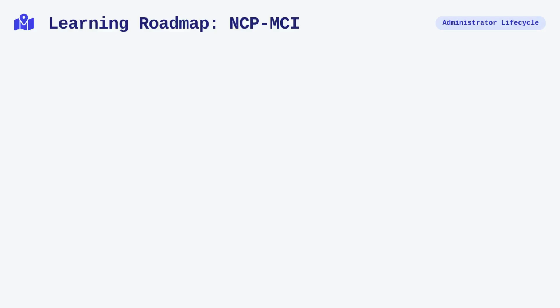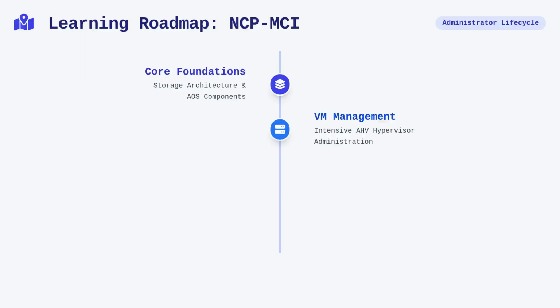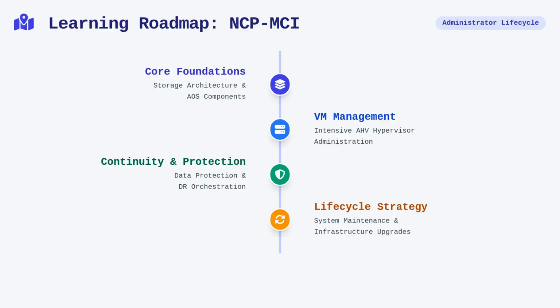The roadmap for our time together is structured to mirror the practical life cycle of a Nutanix administrator. We begin with the foundational elements of storage architecture and AOS components, followed by an intensive look at virtual machine management through the AHV Hypervisor. As we progress, we will tackle critical topics like data protection, disaster recovery orchestration, and the strategic importance of lifecycle management. Each section is designed to provide you with the necessary expertise to pass the NCP-MCI exam and to effectively maintain a high-performance, secure infrastructure.